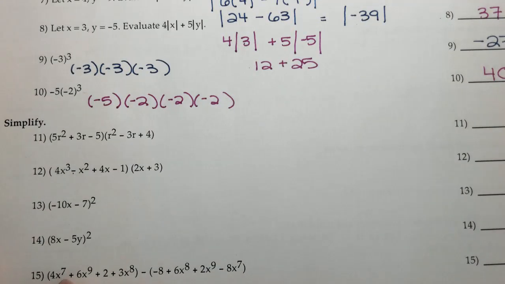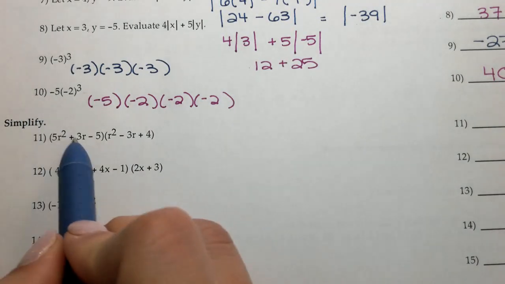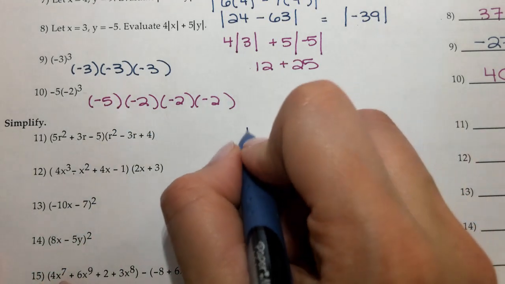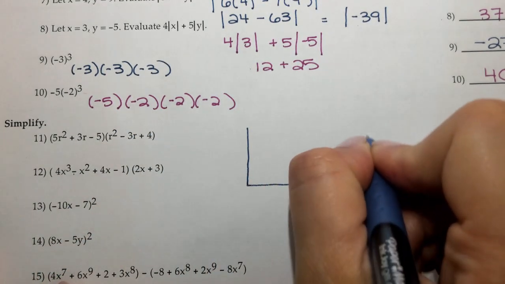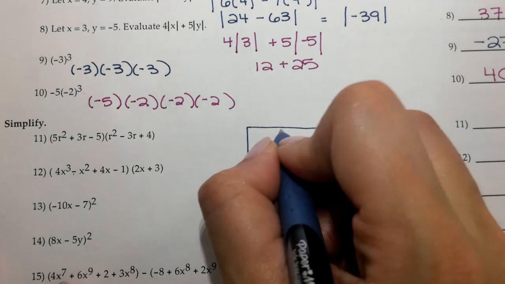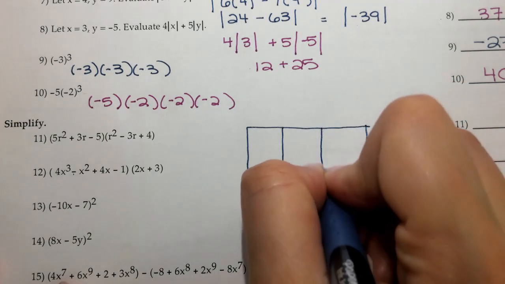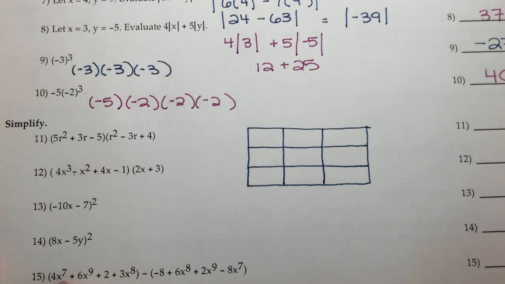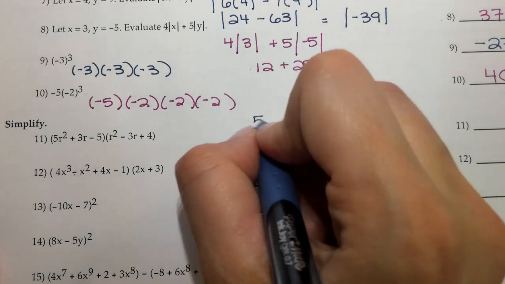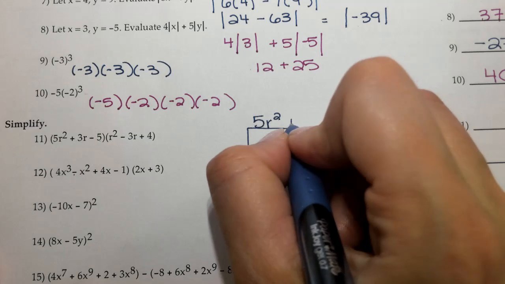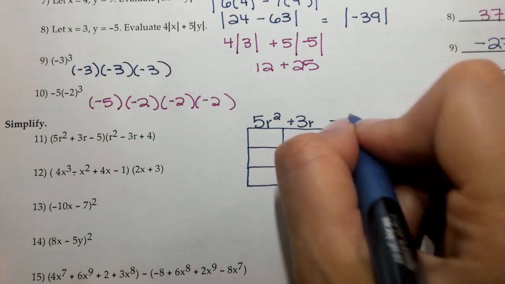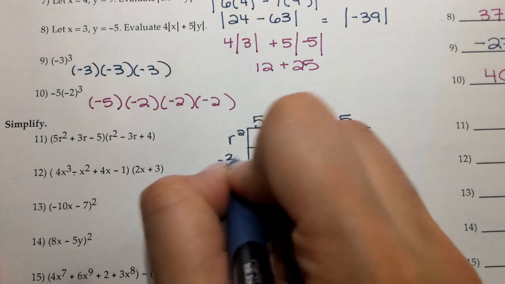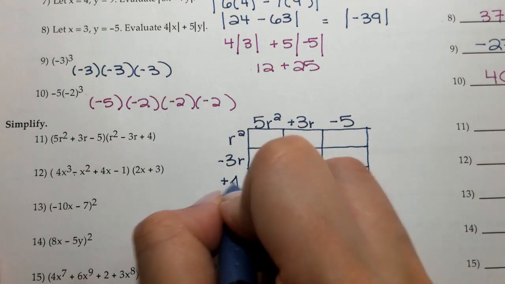For this one, you are multiplying a trinomial times a trinomial. I like to use the box so I know that I don't leave off any terms. You do not have to use the box, but ultimately it's the exact same thing. It just helps me keep straight how many terms I have. So I have 5r squared plus 3r minus 5 multiplied by r squared minus 3r plus 4.